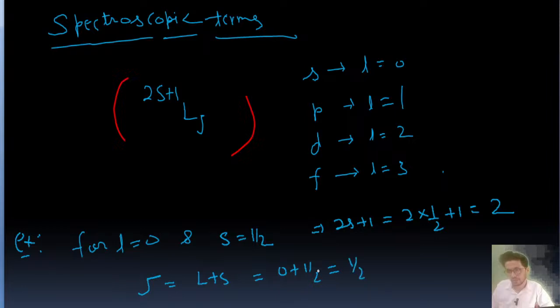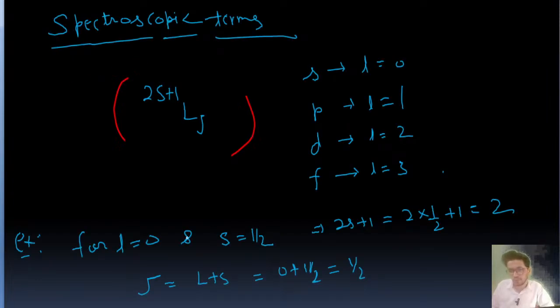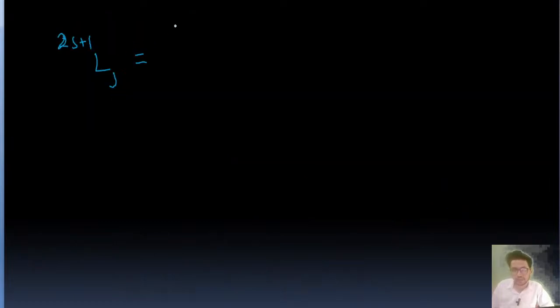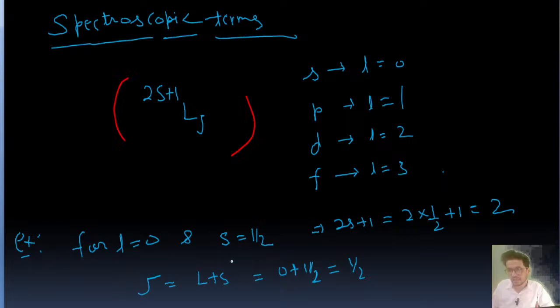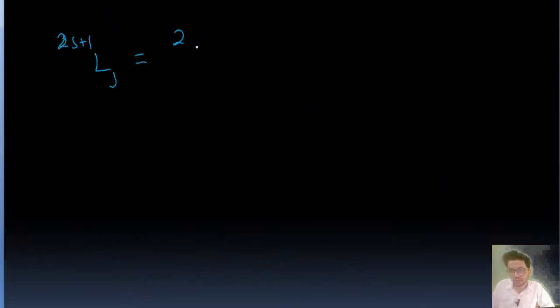Then the spectroscopic term is going to be 2S plus 1 L J, right? So the 2S plus 1 value is 2 for L equal to 0 and S equal to half, and the J value is half, so this is going to be 2, and L is S, for L equal to 0 we have S. This is going to be 2S half. This is the spectroscopic term. Okay, basic thing. Now I'll give one more example.